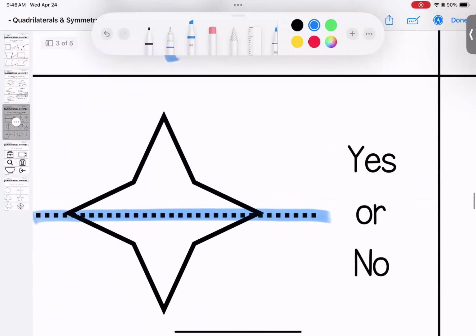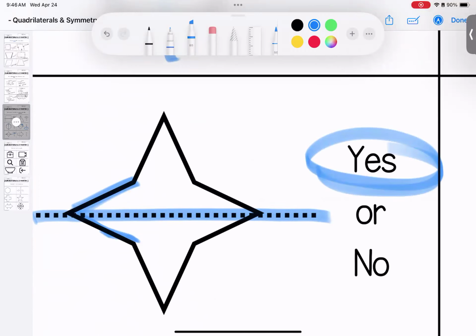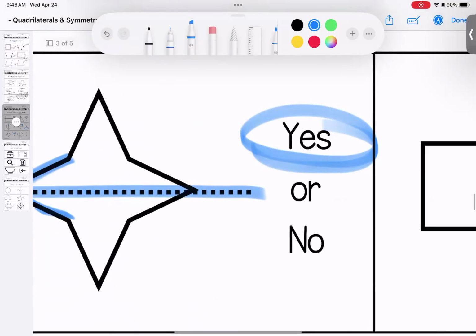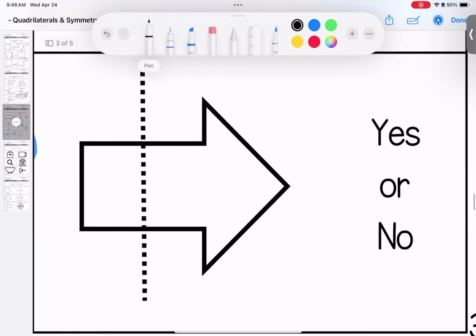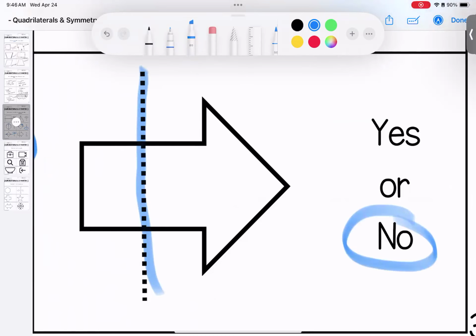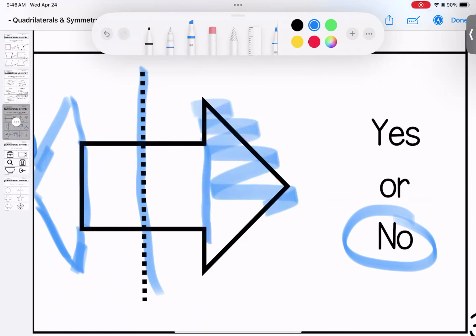Is this a line of symmetry? Yes, both of our sides are mirror images. If we fold, they're going to overlap perfectly. And then this cutie, is this a line of symmetry? No, because we don't have this side on the opposite end. So this side would match, but then this side is going to be different.